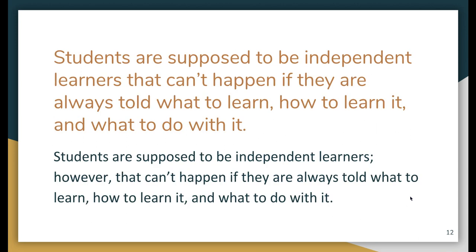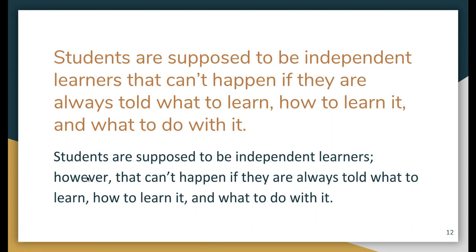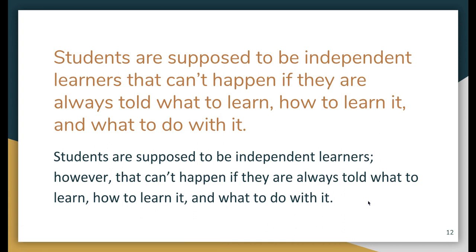All right, let's take a look at our example sentence again. Students are supposed to be independent learners. That can't happen if they are always told what to learn, how to learn it, and what to do with it. All right, so right here, we're adding this semicolon, right? And then this is the conjunction. Students are supposed to be independent learners. However, that can't happen if they were always told what to learn, how to learn it, and what to do with it.